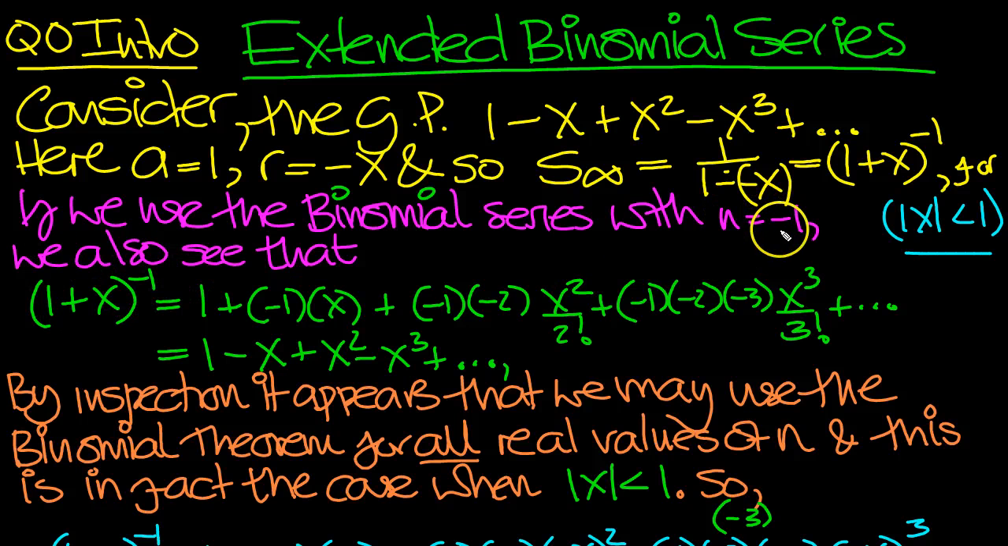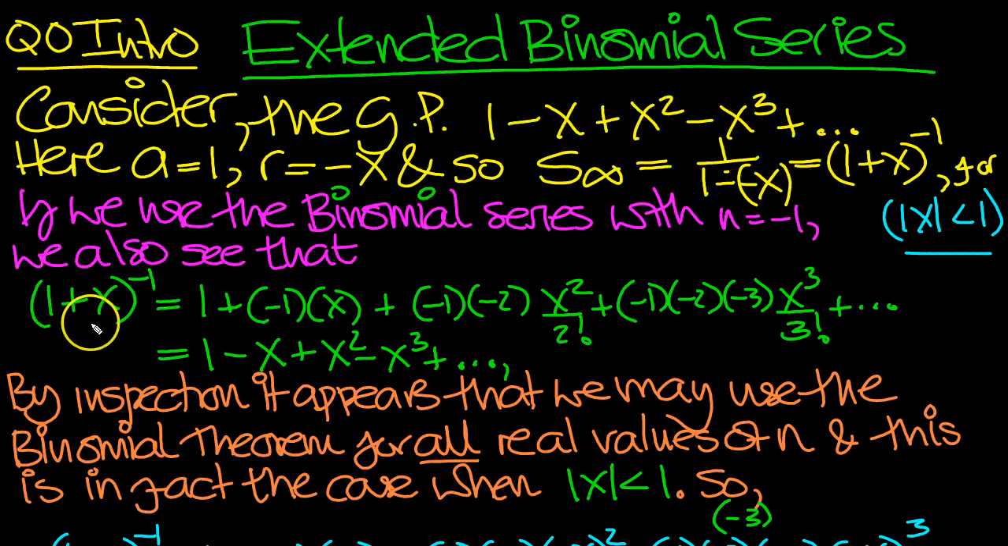At the moment we only use it for positive integers n, but let's put in n equals minus 1 and see what we get. So 1 plus nx, n is minus 1, the input x is just x. Then n(n minus 1)x squared over 2 factorial, n(n minus 1)(n minus 2)x cubed over 3 factorial, and so on. The 3 factorial cancels, the same with the 2 factorial, and we get a minus; 2 minuses make a plus, 3 minuses make a minus. So we end up with this series, which is precisely the series we had here.